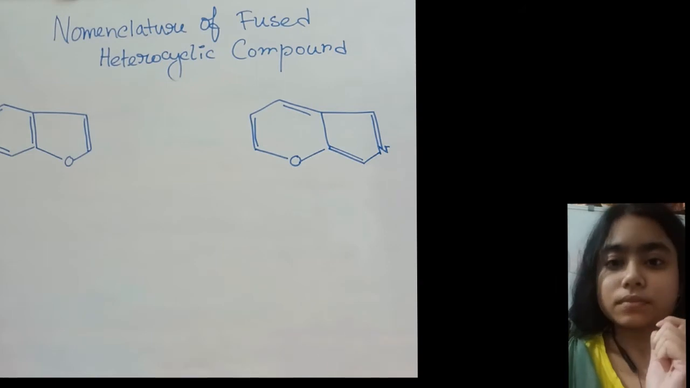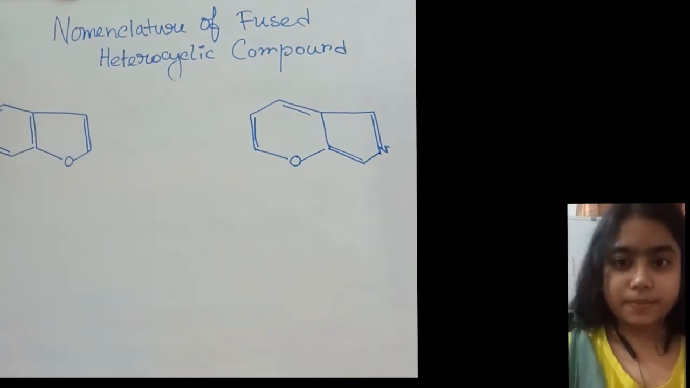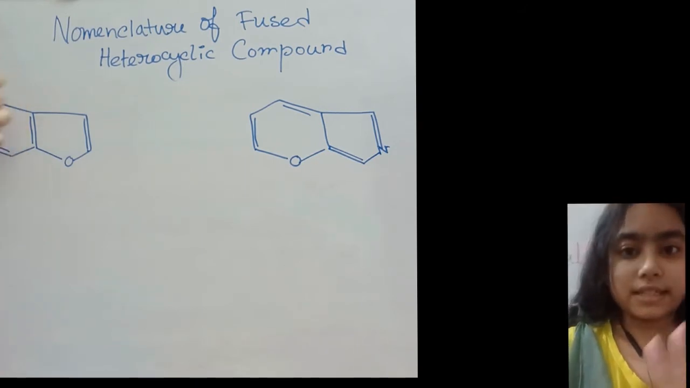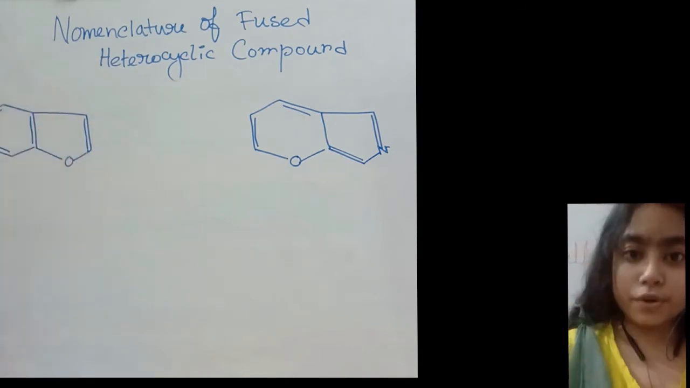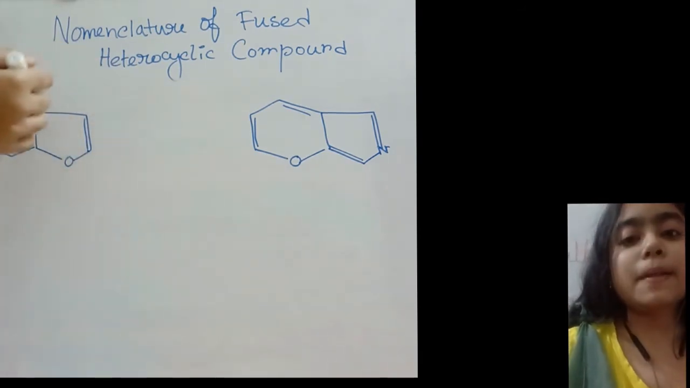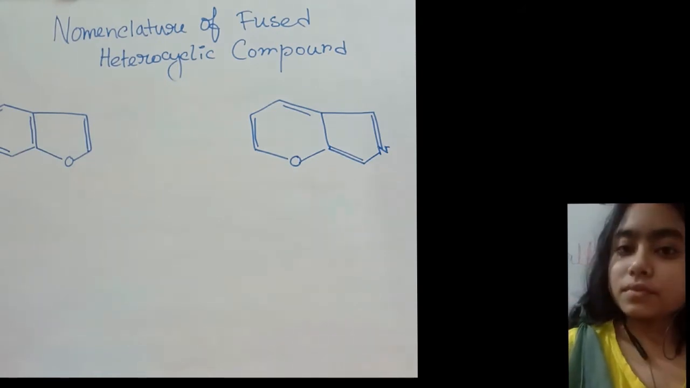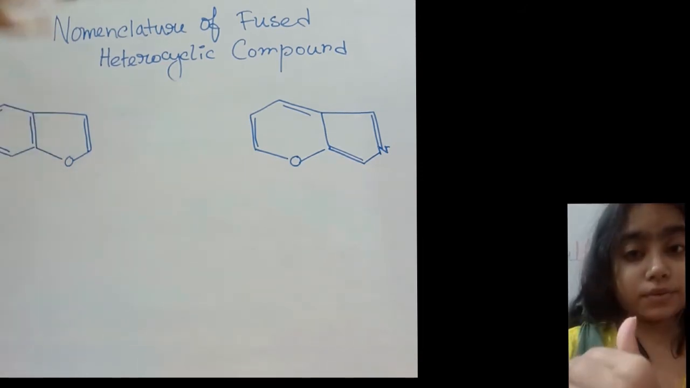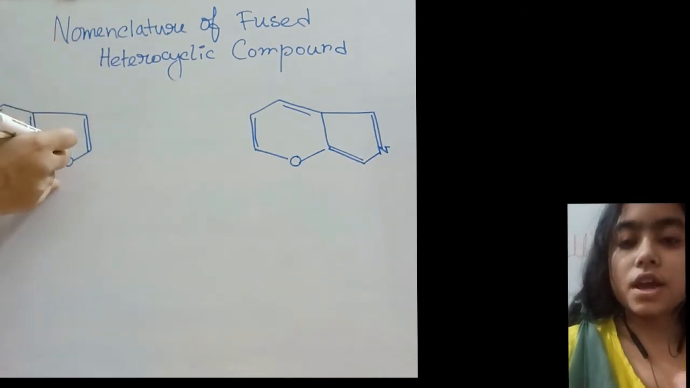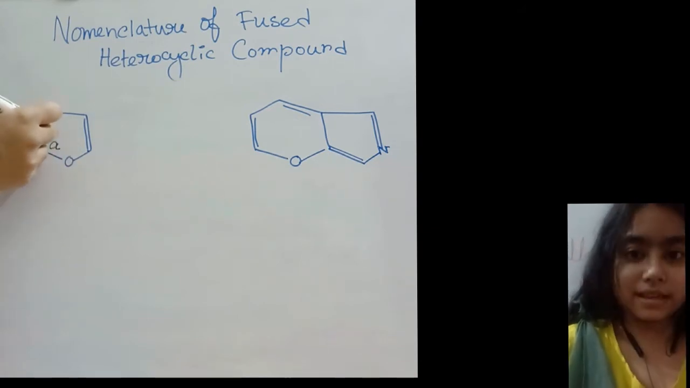Now in the first example, we have two rings that have no heteroatom, and another ring that has a heteroatom, oxygen. So we will prefer that ring as the base component and we will do lettering. How will we do lettering? We will go from the heteroatom bond towards the junction of the ring. We will put A on the heteroatom bond and we will put B on the junction.